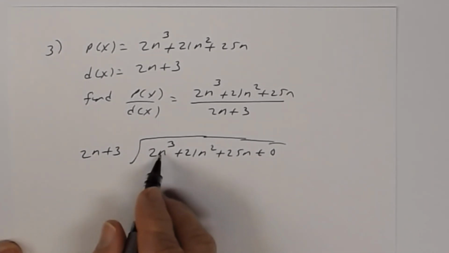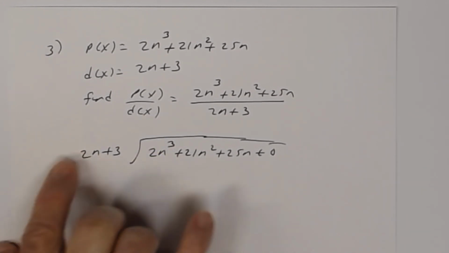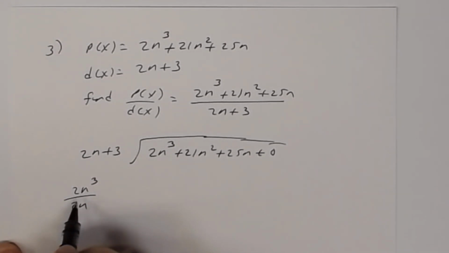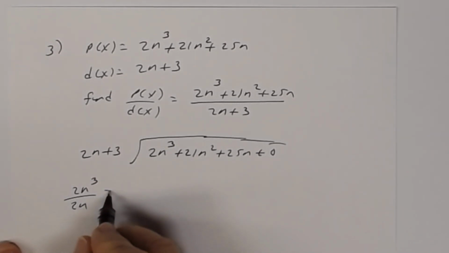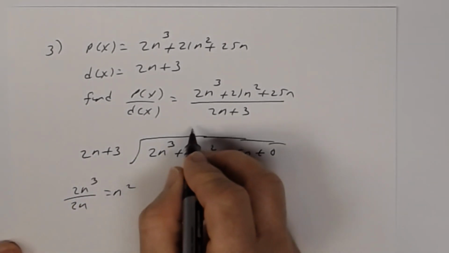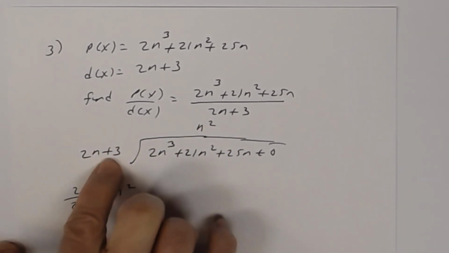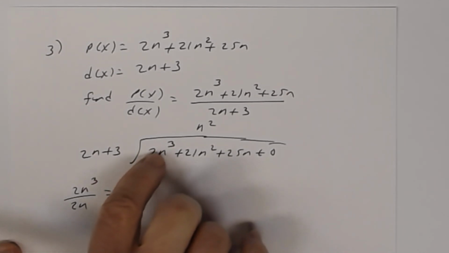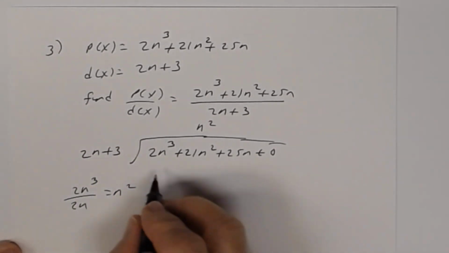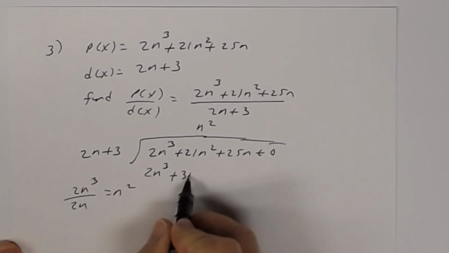So remember, it's in descending order, so the largest term here is this, the largest term here is this, the largest degree term, the largest degree term. So 2n cubed divided by 2n will give us n squared. So that means that 2n will go into 2n cubed n squared times. And we know that's true because if I multiply that by the divisor, what I put here would be the same thing as 2n cubed. And it is, because look, n squared times 2n is 2n cubed. n squared times 3 is 3n squared.